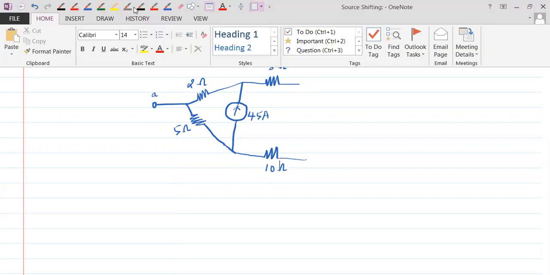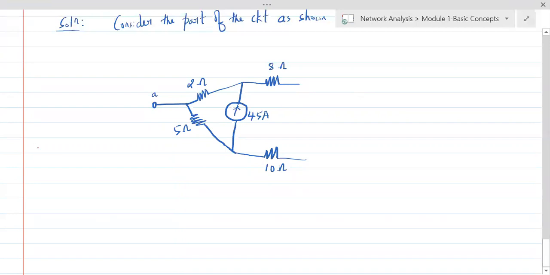Understand that? Let's say that these are terminals A. A is there, B is already used, right? So let's say these are terminals XY. You don't take that, I'm just explaining. Suppose these are terminals XY. Where is this 45 amperes going? This 45 amperes is going from Y to X. Understand that? This 45 amperes has to reach X from point Y is the idea.